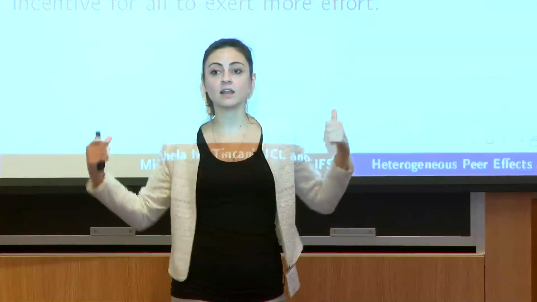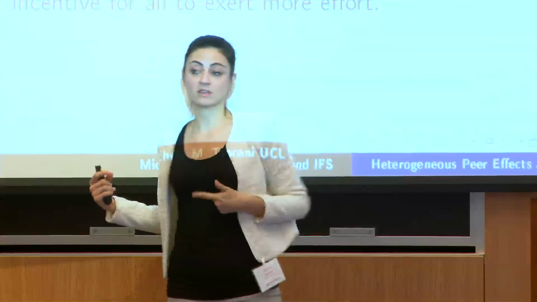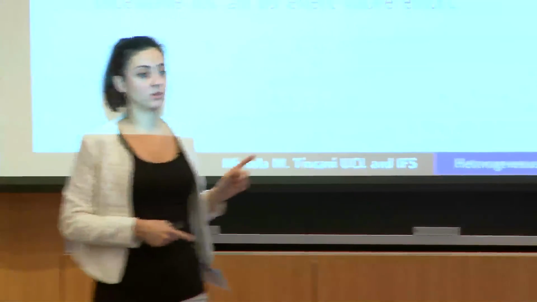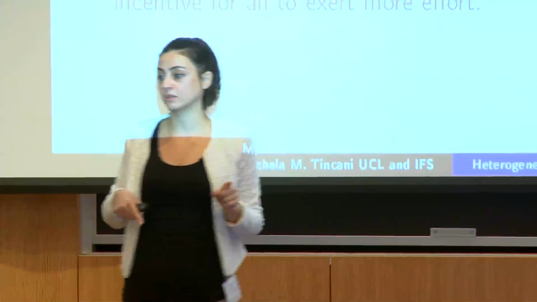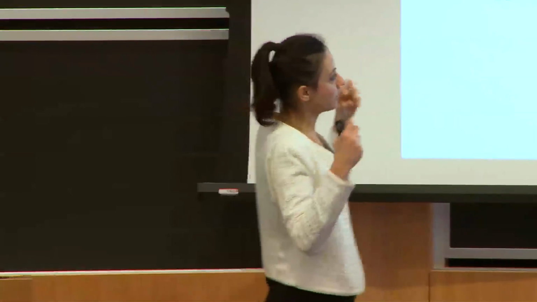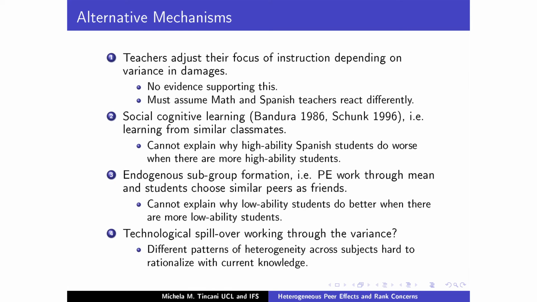But using the model, I can tell you, well, given the type of preferences for rank concerns, if you were to do tracking, everybody would have an increased incentive to compete and to exert more effort. So this is a type of out-of-sample prediction that you can do only because you have the model. And tracking is a really important peer reallocation policy. I won't talk about the alternative mechanisms. Just trust me that I've thought about alternative mechanisms and I've ruled them out.